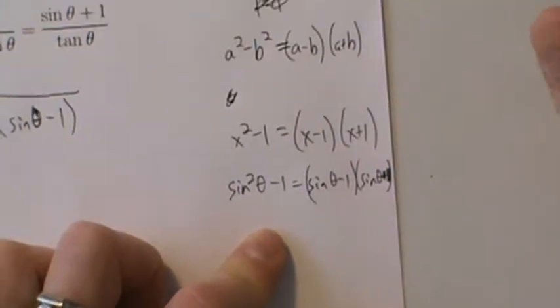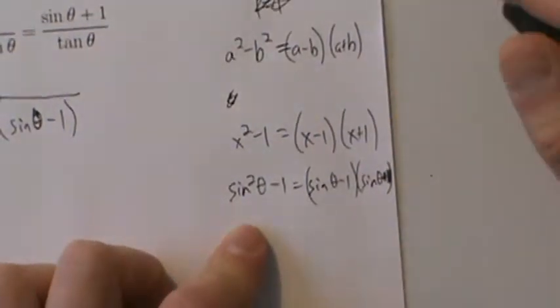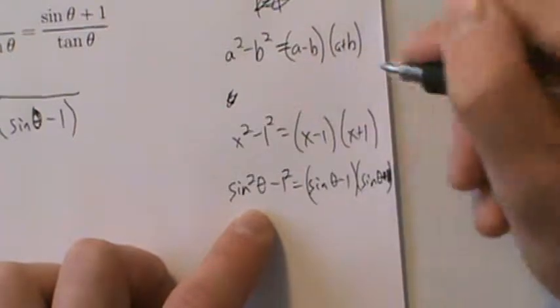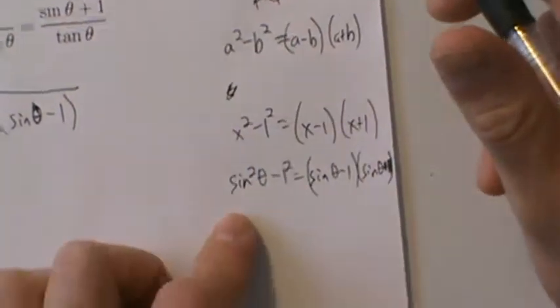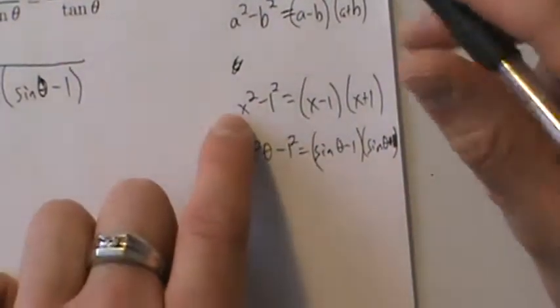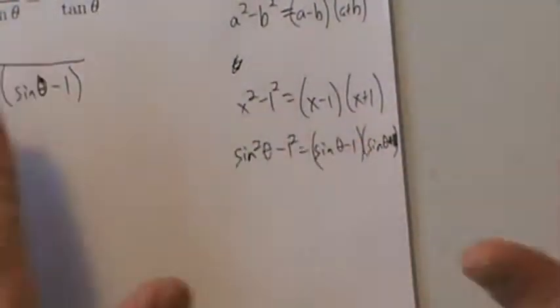What a mess. Okay, but anyway, my point is it's a difference of squares, because remember, 1 is the same thing as 1 squared, so we can just use this property here. Okay, so even though it's sine of theta and not x, the exact same rule applies. Okay, we can factor it exactly the same way.